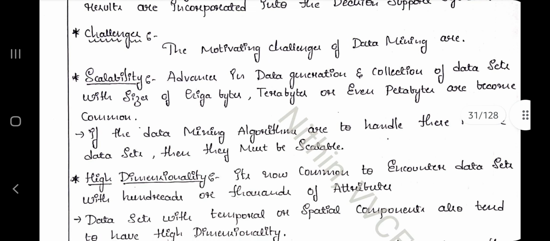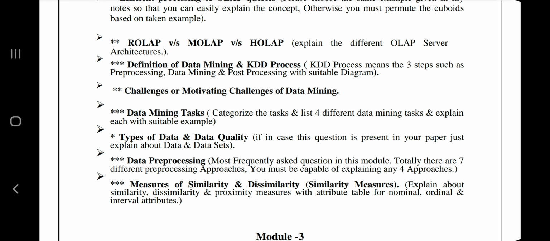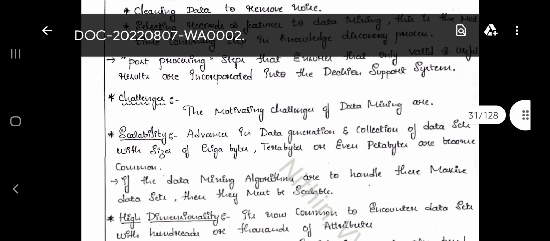And after this, there are some challenges and scalability. This is the second question, I guess. So let's have a look. Challenges or motivating challenges of data mining. So what are some features of data mining and what are some challenges?